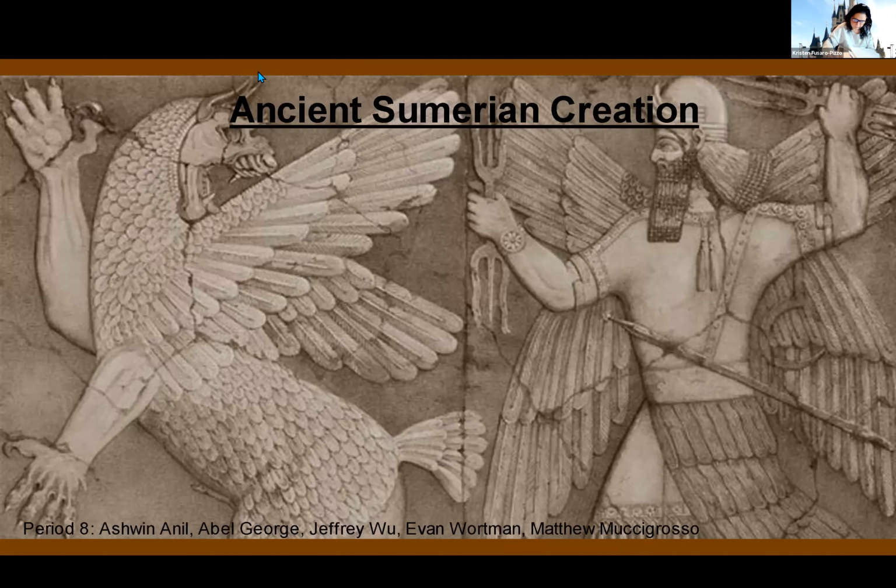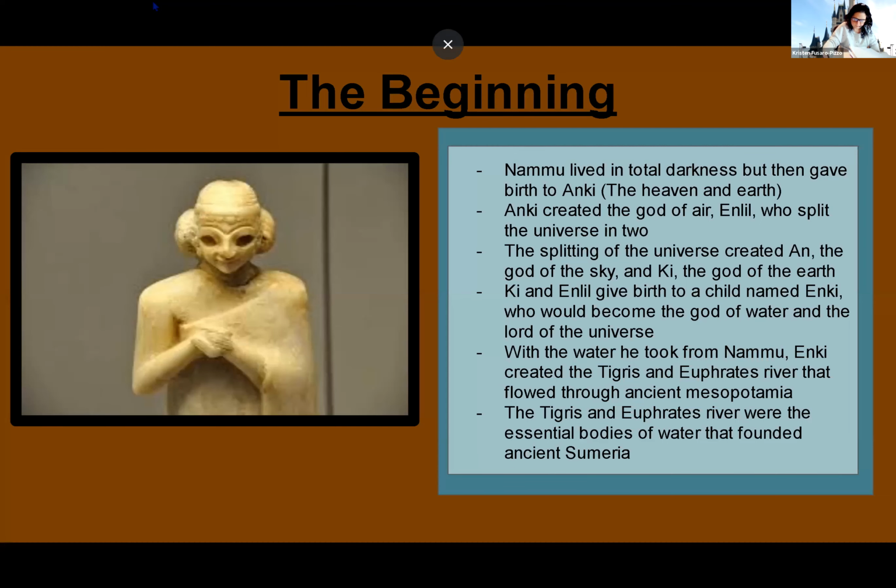Okay, so we're doing ancient Sumerian culture and talking about their creation, their gods, and how their humans were created. So for their creation, in the beginning, there was a god, Nammu, and he lived in total darkness. But then he gave birth to Anki, the god of the heavens and the earth. Anki gave birth to Enlil, who was the god of air. But then Enlil split the universe in two.